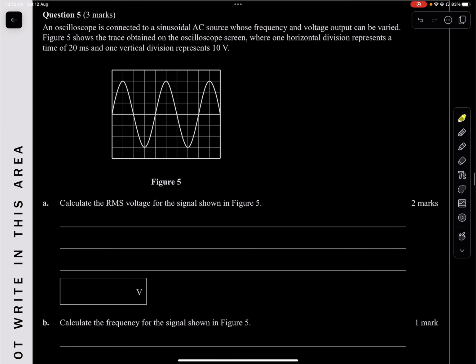Well, the voltage is what? It's 10, 20, 30. So 30 volts. So your RMS voltage is this voltage divided by root 2, which is 30 over root 2, which is 21.